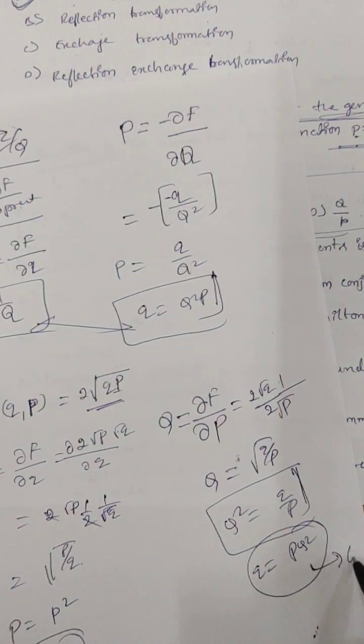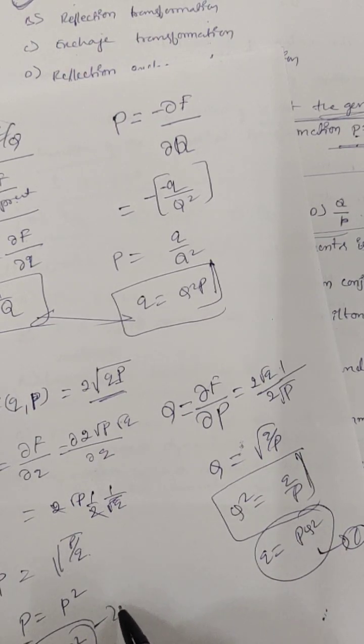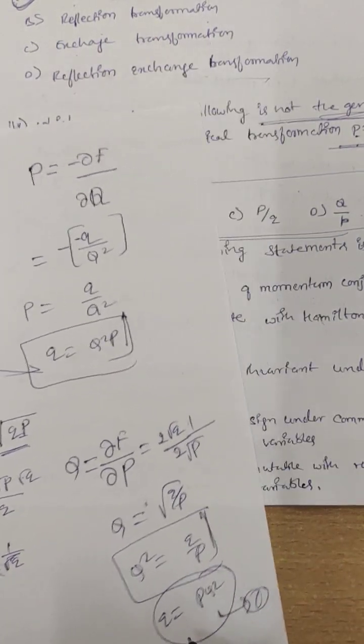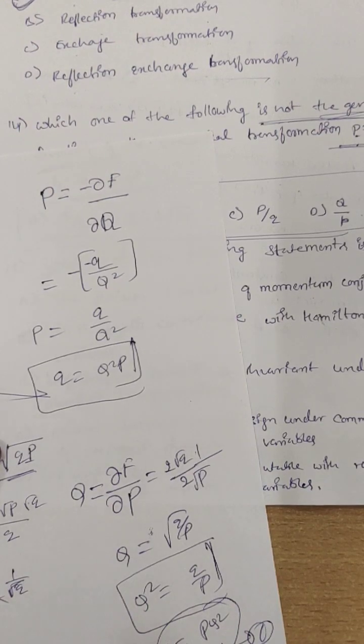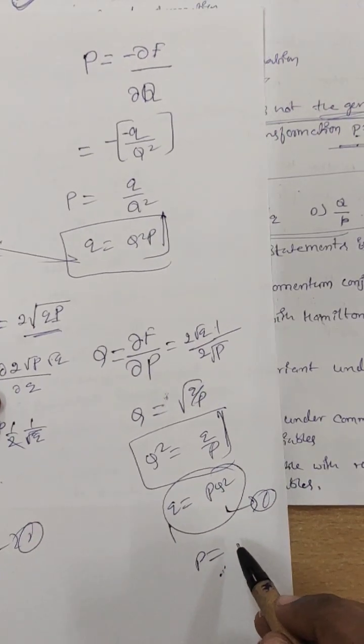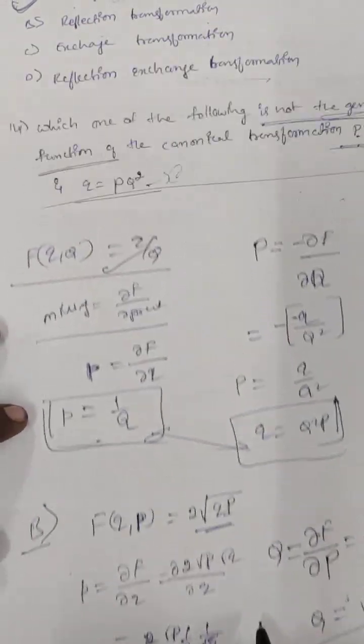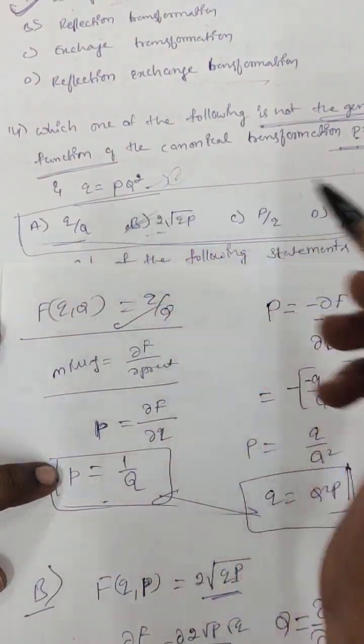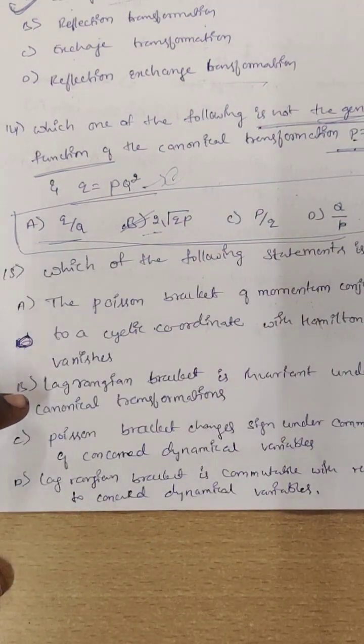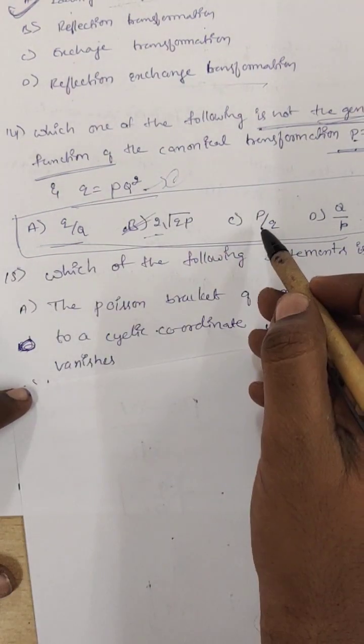And if we consider this equation 1 and this equation 2, again we will get p is equal to 1 by q. So therefore this is also a generating function. B is also a generating function. Now let's verify the third one.